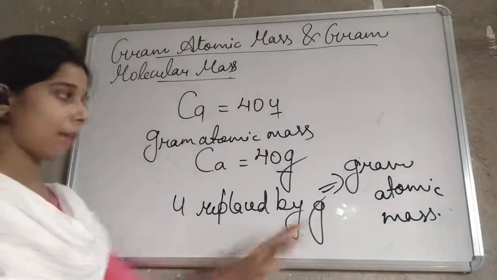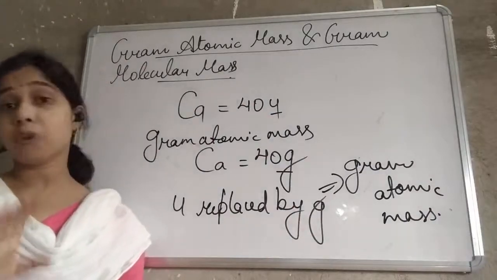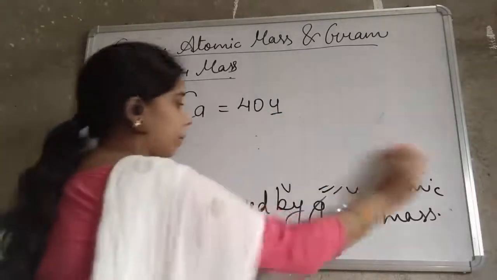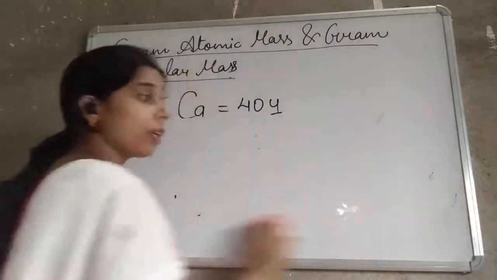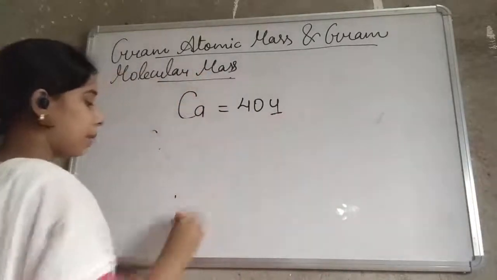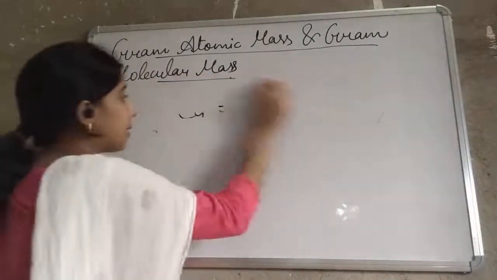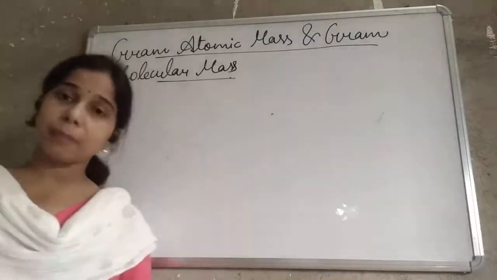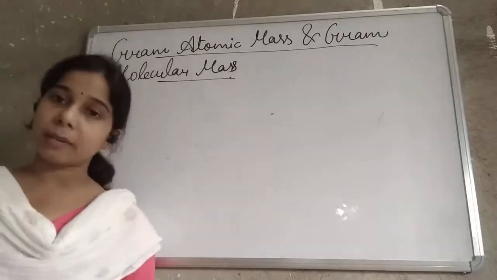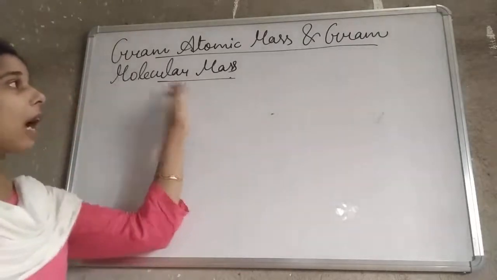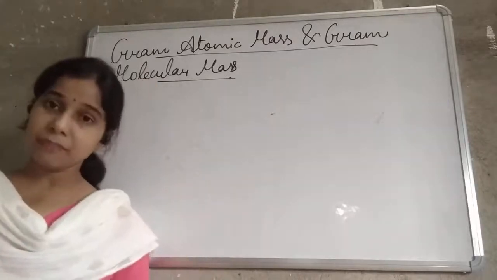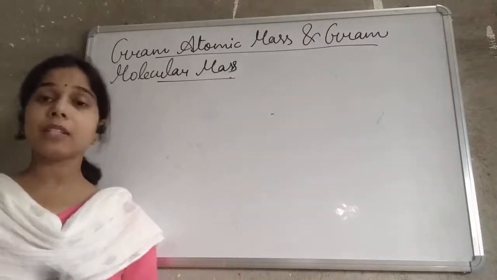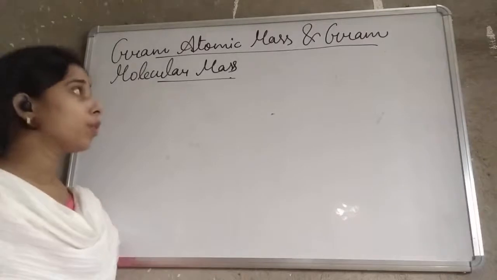Okay, so this is the gram atomic mass. Now if we talk about the gram molecular mass, students, it is very similar to the molecular mass. When we talk about the molecular mass, how will you find it? By adding up the atomic masses of all the atoms of the elements in a given compound, we find the molecular mass. So we can say that the gram molecular mass is the quantity of a molecule which is represented in grams and is numerically equal to the molecular mass.